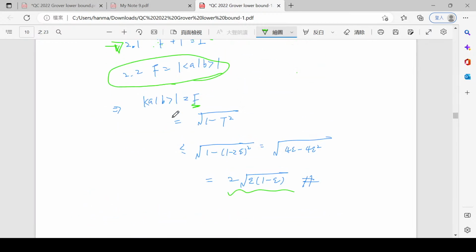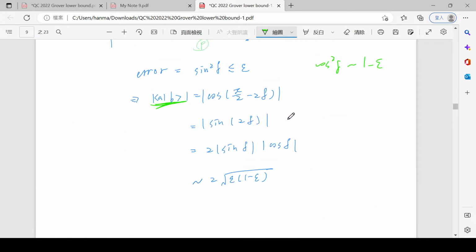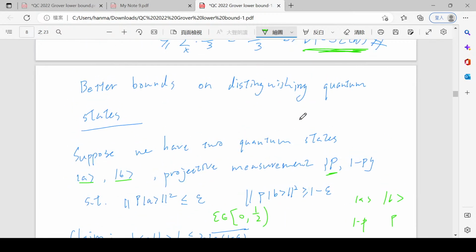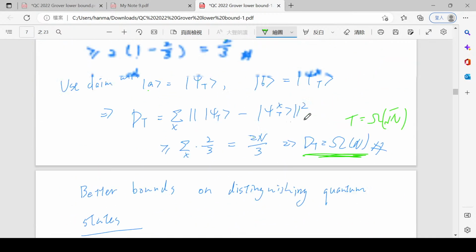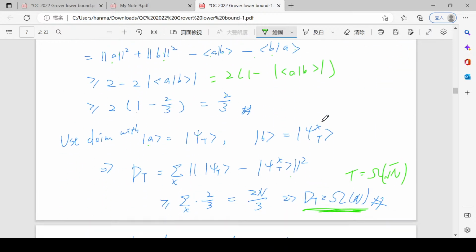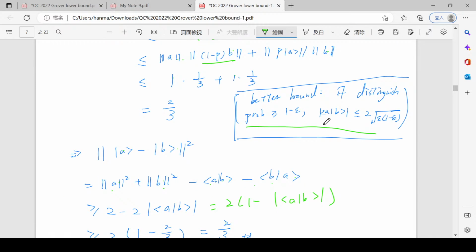Okay, so I think that's enough for today. We have finished every detail of our Grover algorithm proof. I guess we have a little more time, right? So we can do this bound a little better. So we have shown this a lot.